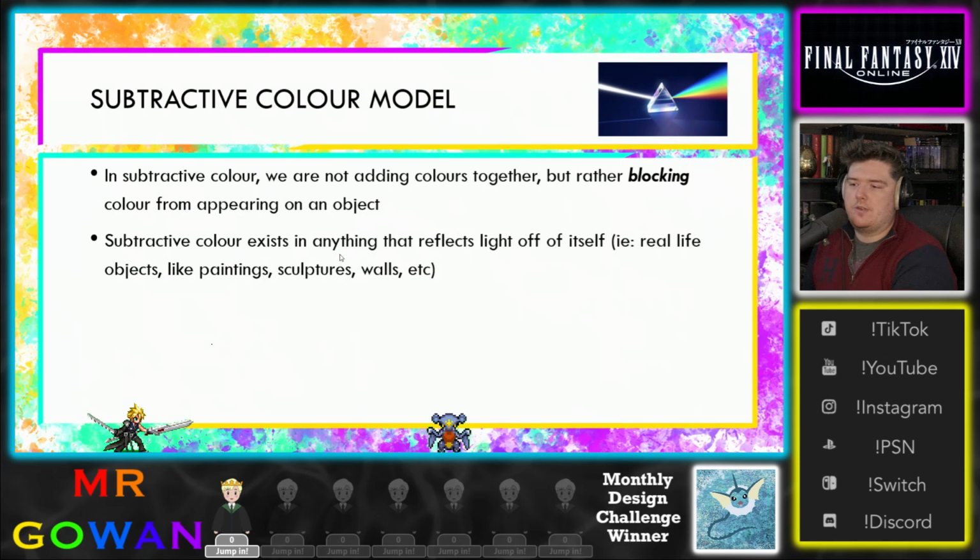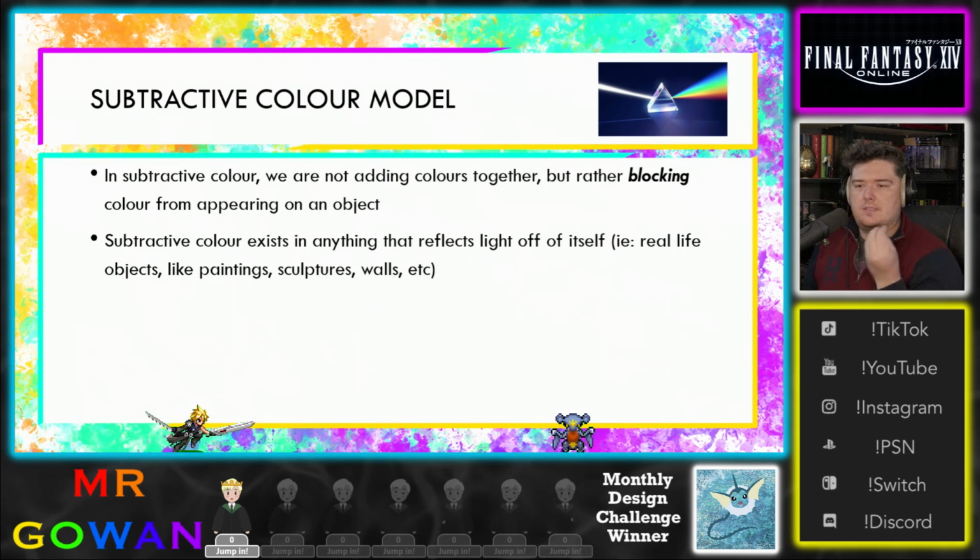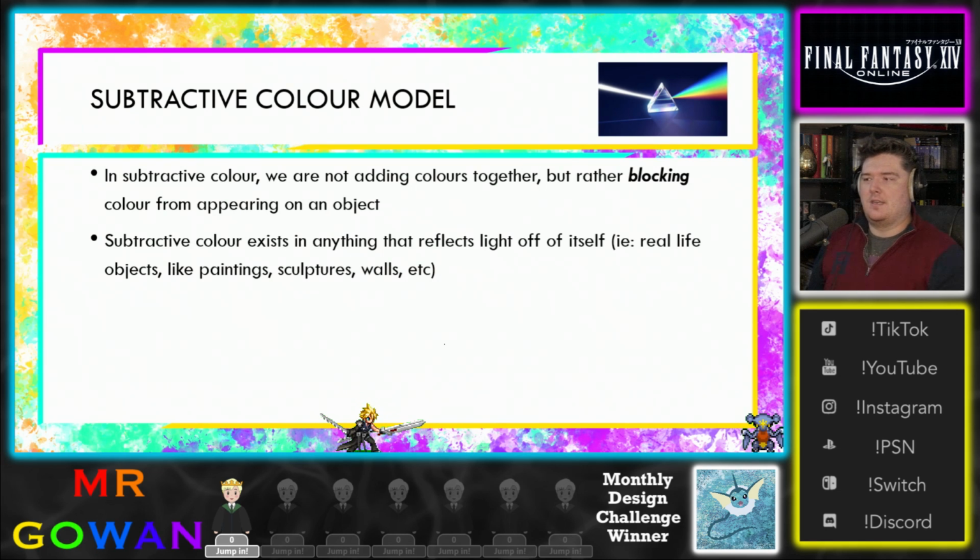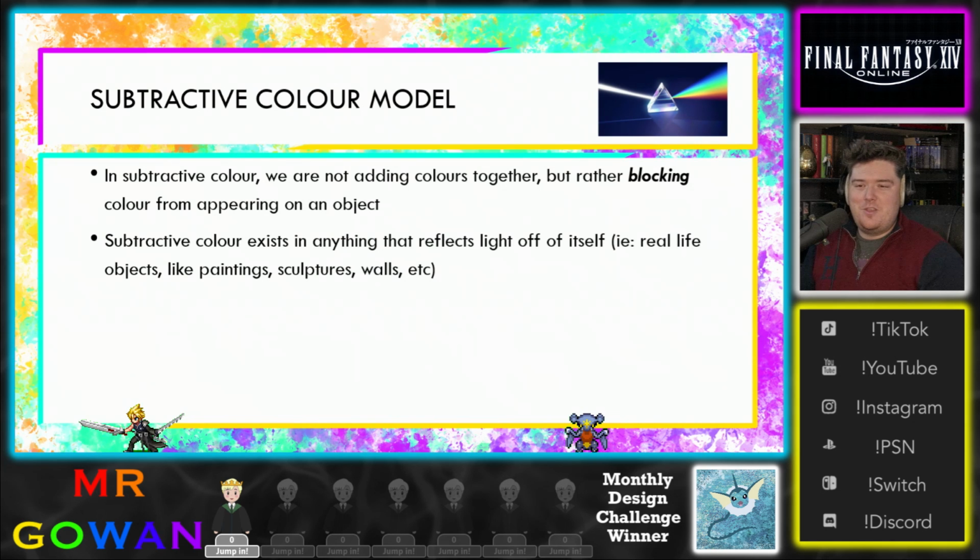So subtractive color exists in anything that reflects light off of itself. So basically physical objects, pretty much anything that you can physically hold in the real world, something that's tangible, an actual object, something you can touch, will partake in the subtractive color model. So the subtractive color model is probably the color model you should be most familiar with, even though we're not taught it, but it's the one that you should familiarize yourself with.